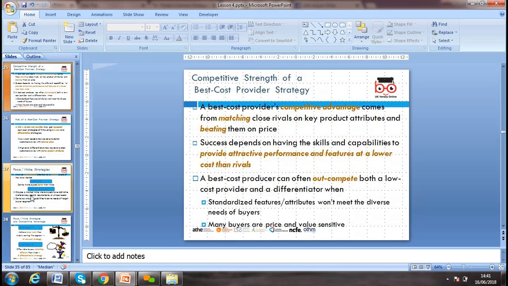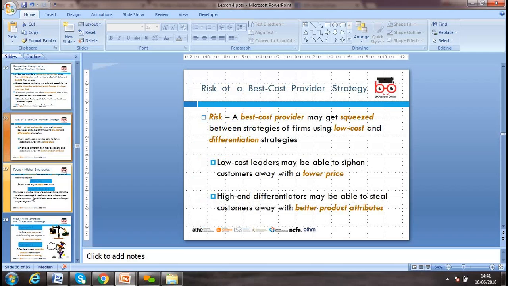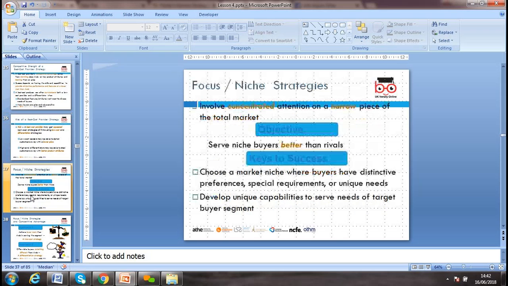Competitive strength of the best cost provider strategy. Risk of the best cost provider: it may be squeezed between the strategies of firms using low cost and differentiation, which can create a problem. So we need to go through different types of risk. Risk is the probability of something occurring. Risk can be bad and risk can be good. A lot of people think risk is bad, but risk can be positive, risk can be negative. Risk is a probability of something happening. Daniel, any question?